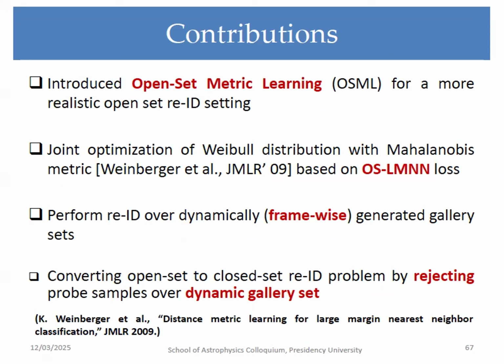So whether the algorithm is scalable is the key challenge which I placed earlier. And then it's more unconstrained, very noisy and so on, but still you want to make some decision. So what we did is a joint optimization of the Weibull distribution and a Mahalanobis metric, based on what I mentioned, which is an open set, and the large margin nearest neighbor loss. And then perform re-ID dynamically.